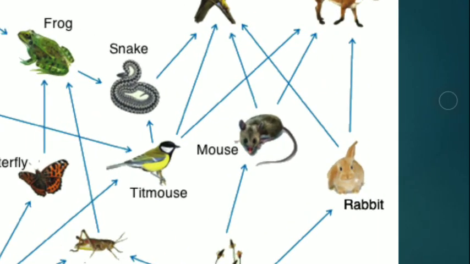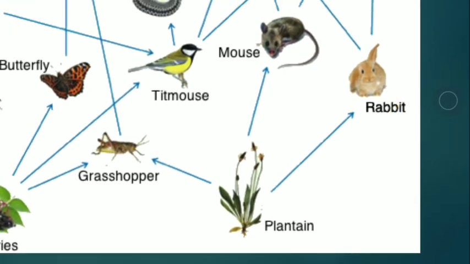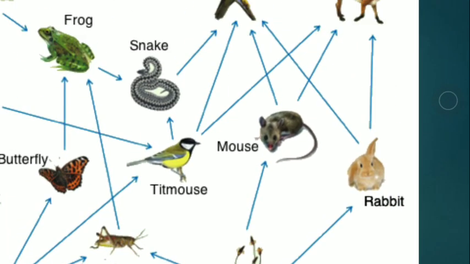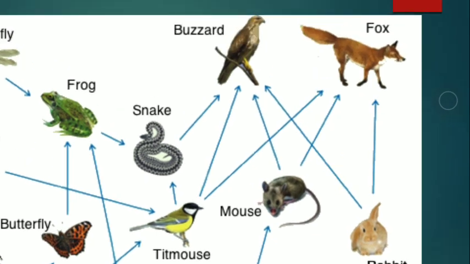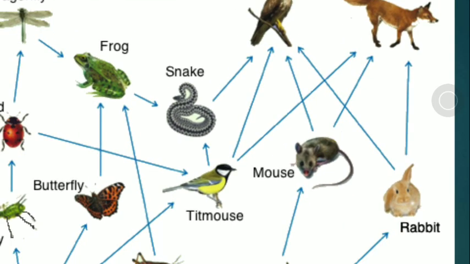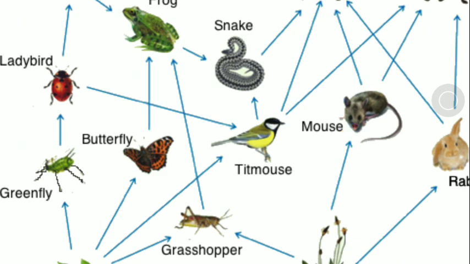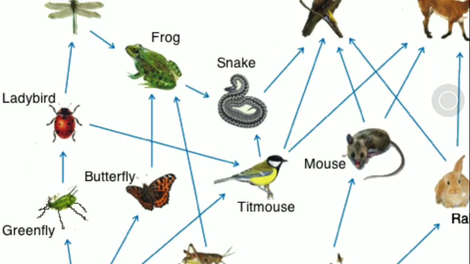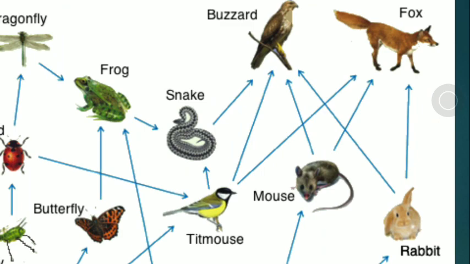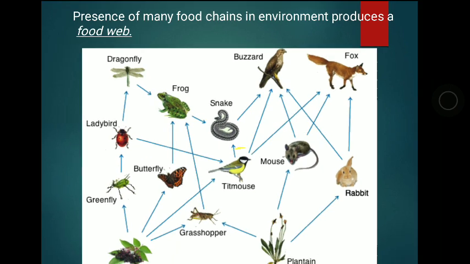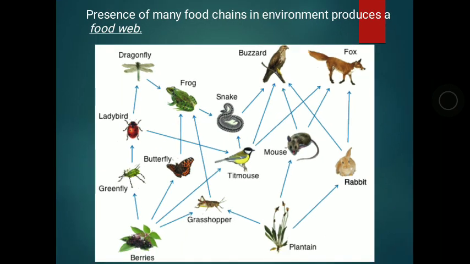For example, you can see over here, right? Plants will be taken up by rabbit, rabbit will be eaten up by fox, and mouse will also be eaten up by fox. Fox will again be eaten up by some other animal. So not only rabbit or mouse or titmouse or snake, whatever it is, it will be taken up by a higher carnivorous animal. But that carnivorous animal, whichever it is, is not the same. There are n number of food chains. So all these n number of food chains make up a food web.